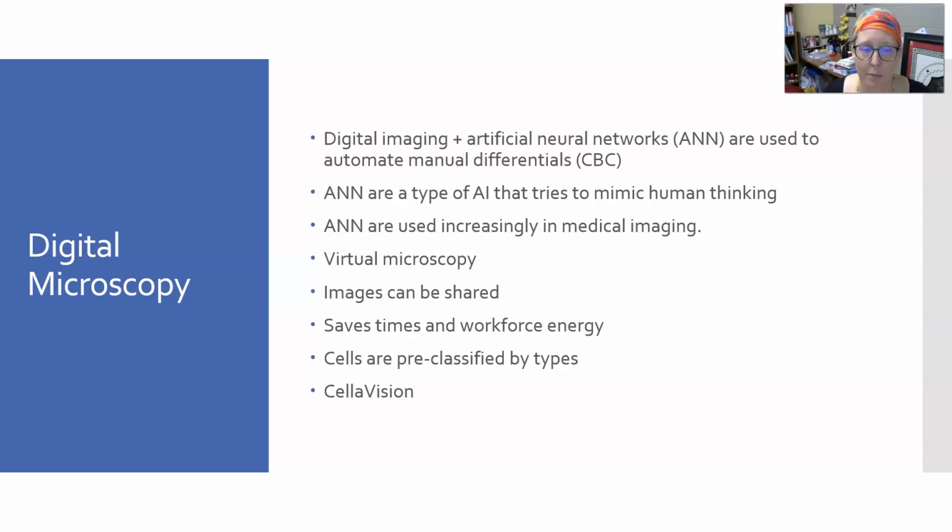so there can be more collaboration. This can save time and workforce energy. And the cells are pre-classified by types, usually through the digital microscopy. That's one of the helpful things in that. And one of the systems that is out there is called a CellaVision. So there you go. That's where it's going.